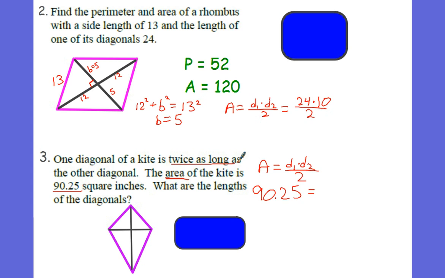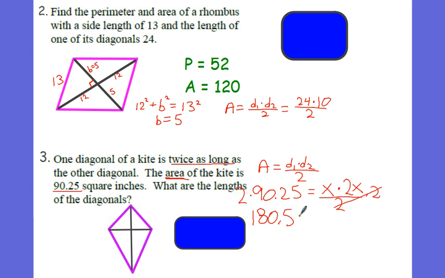Now, if you just name one of your diagonals, like let's say one of them is called x, well, the other one I could call 2x, right? If one diagonal is twice as long as the other one. So that's what I'm going to do. So I've got one diagonal, some number x times 2x, all over 2. Let's go ahead and simplify that. We could multiply both sides by 2, so this goes away.